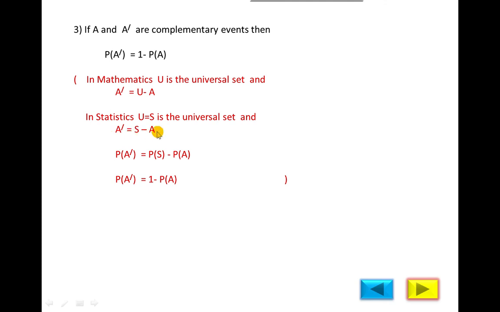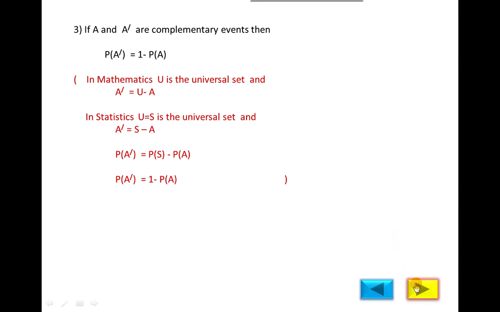So same as with numbers, values or outcomes, A complement is equal to S minus A. The probability of A complement will be equal to the probability of S minus the probability of A, and the probability of S is equal to 1, so this will be 1 minus the probability of A.